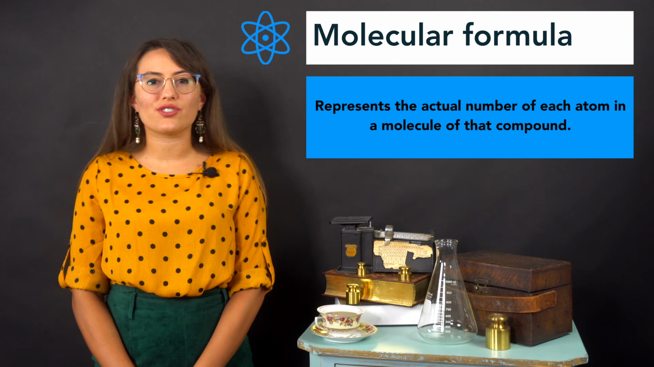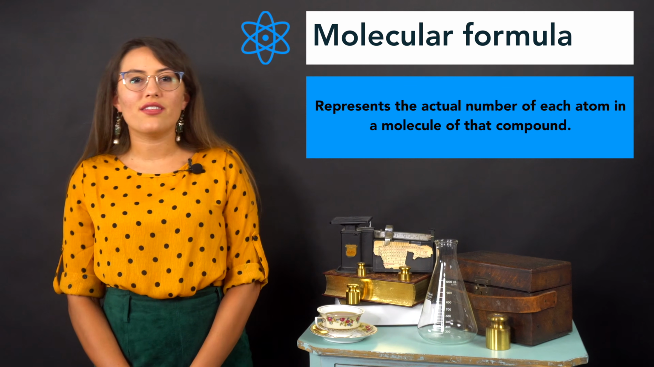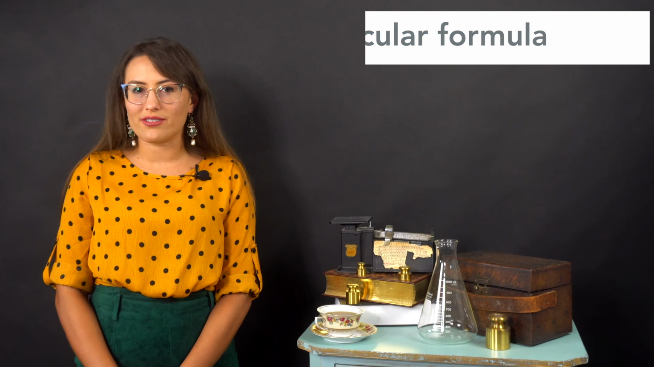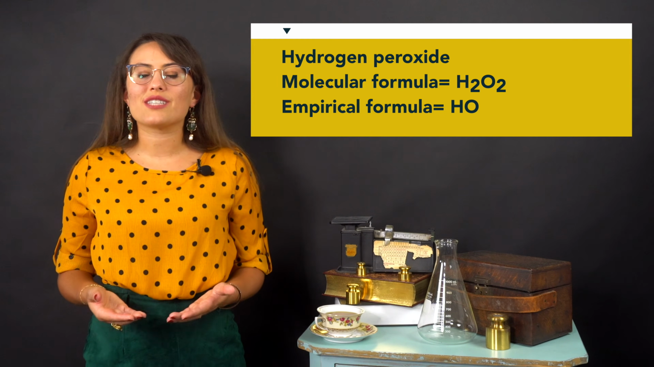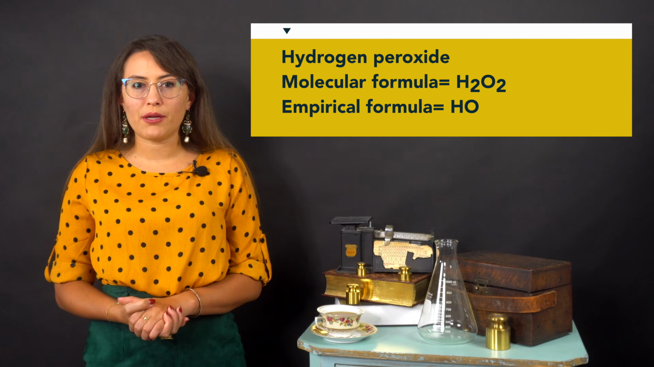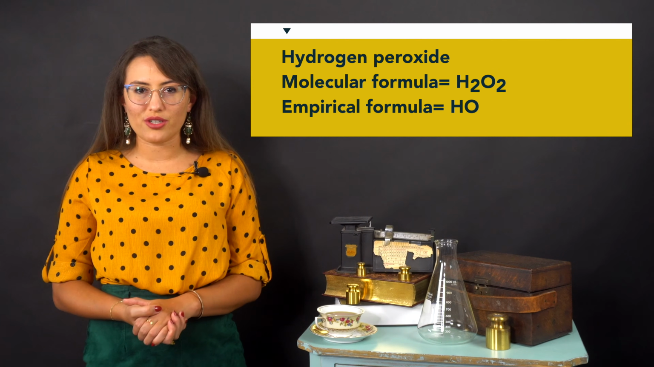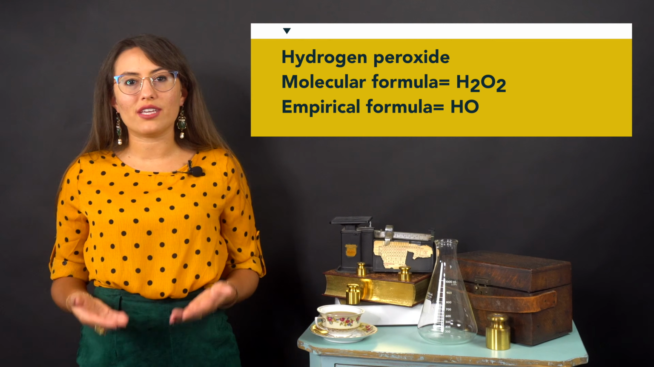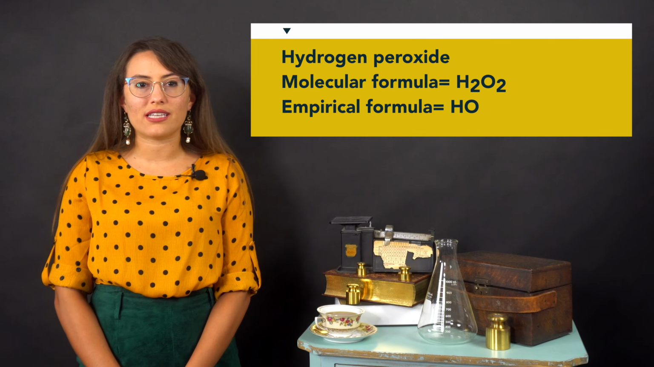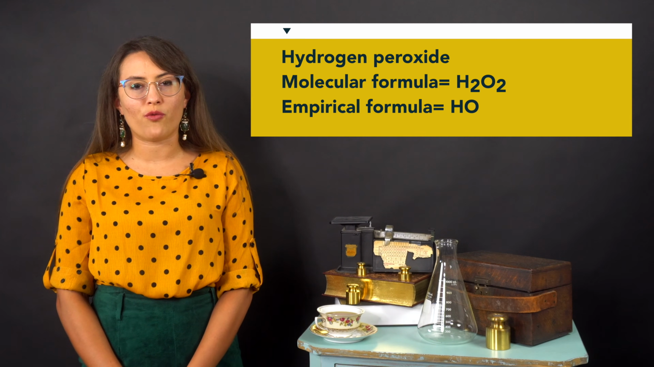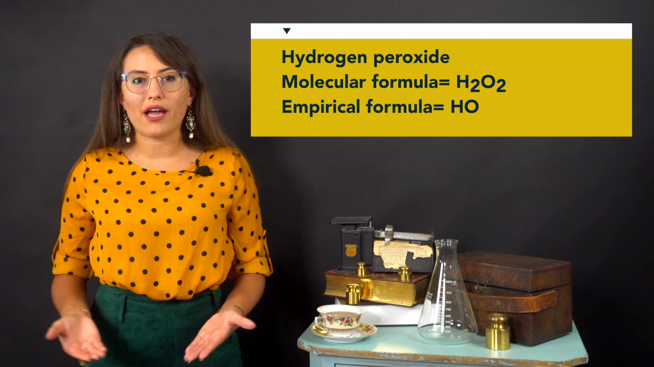In some cases, such as with water and carbon monoxide, the empirical and molecular formula are the same. In other cases, the molecular formula is different, such as with hydrogen peroxide, which has the empirical formula of HO, but a molecular formula of H2O2. Note that although the number of each atom is different, the ratio is the same for both the empirical and molecular formula, but they only differ by a common whole number multiple.